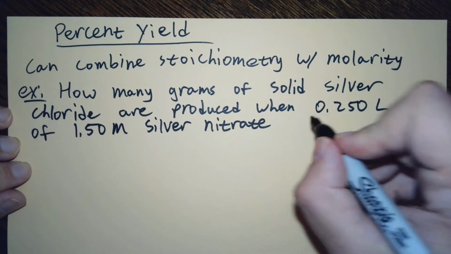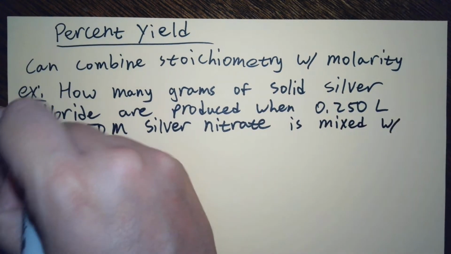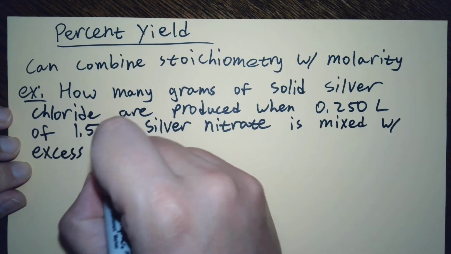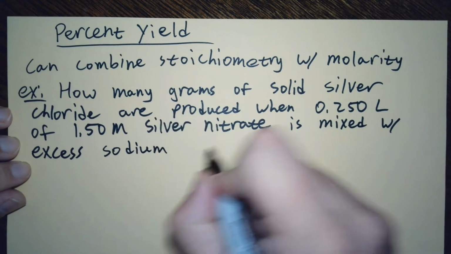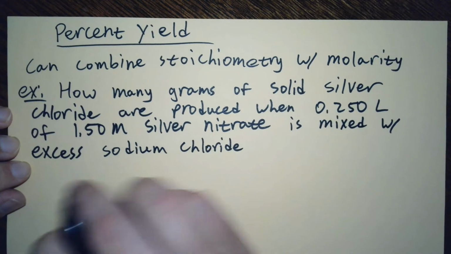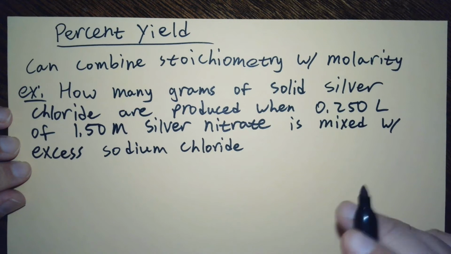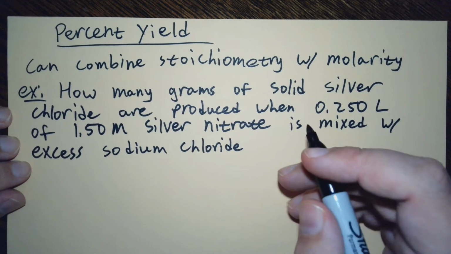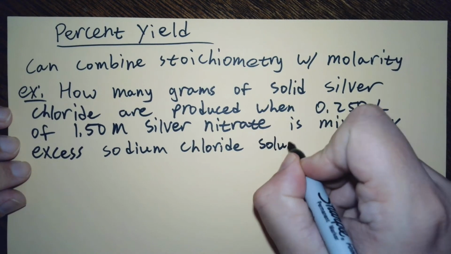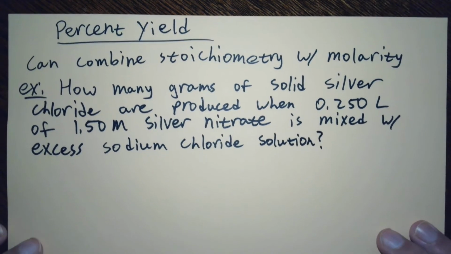So let's see. This is going to be mixed with, and we'll just say excess. We're not going to worry how much exactly, but more than enough sodium chloride solution to react all of our silver nitrate solution. That word excess, by the way, is a kindness that will be going away by the end of the week. So we'll talk about what to do when you don't know which one's in excess right off the bat. All right, so okay, there's our problem.